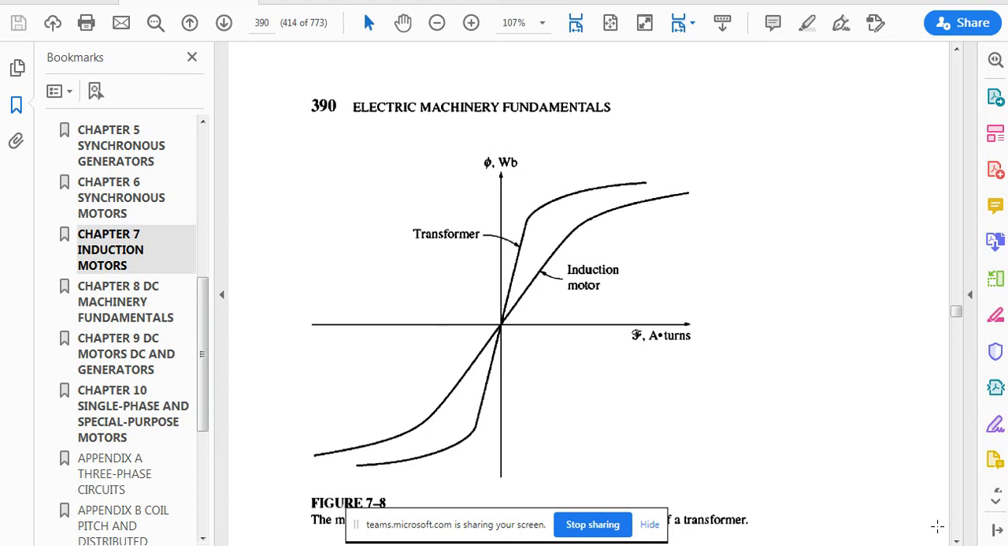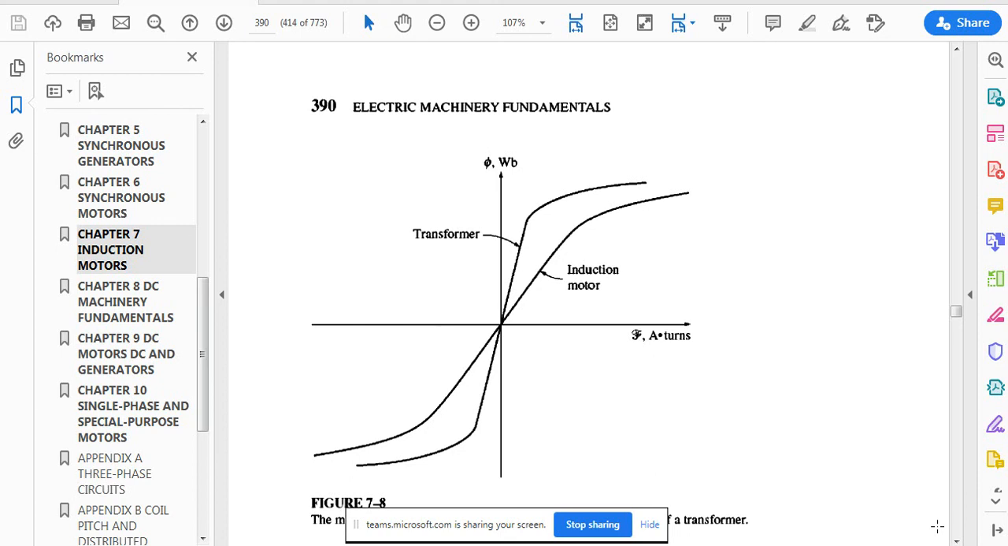This is for a very simple reason: the two have different slopes in the linear region. An induction motor has an air gap. A transformer does not have an air gap. When there is an air gap, you require more flux to pass, so you require more H, because on the x-axis you have H, that is the ampere turns, and on the y-axis you have the flux. So if you want to produce the same amount of flux, you will require more MMF, because there is a magnetomotive force drop in the air gap.